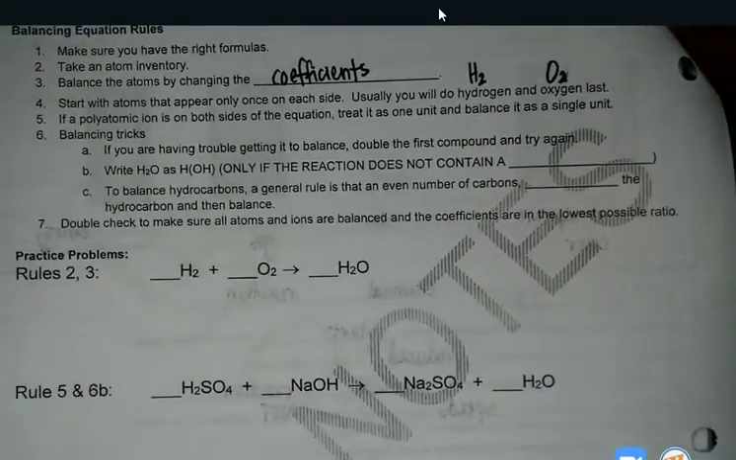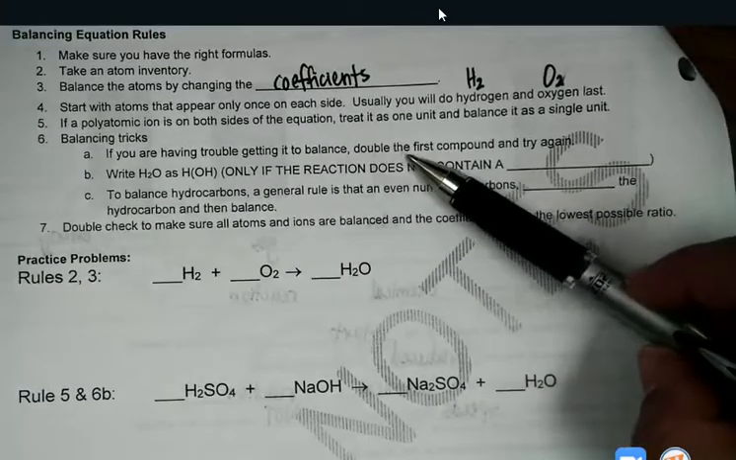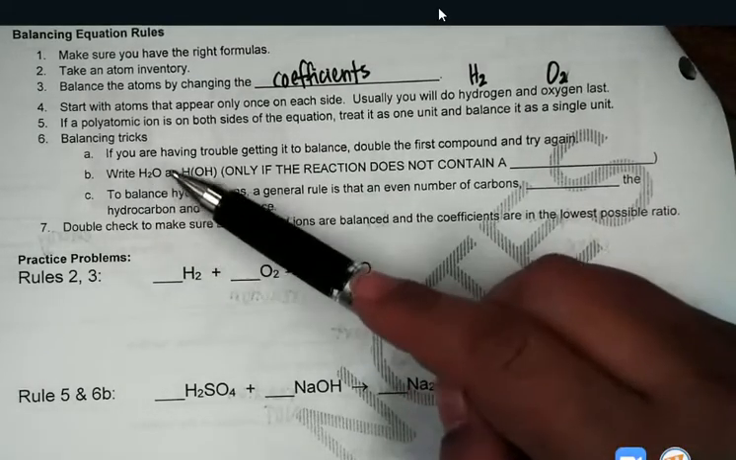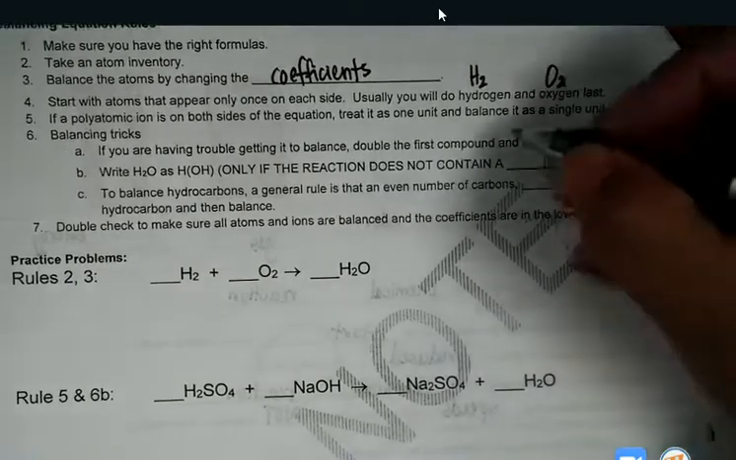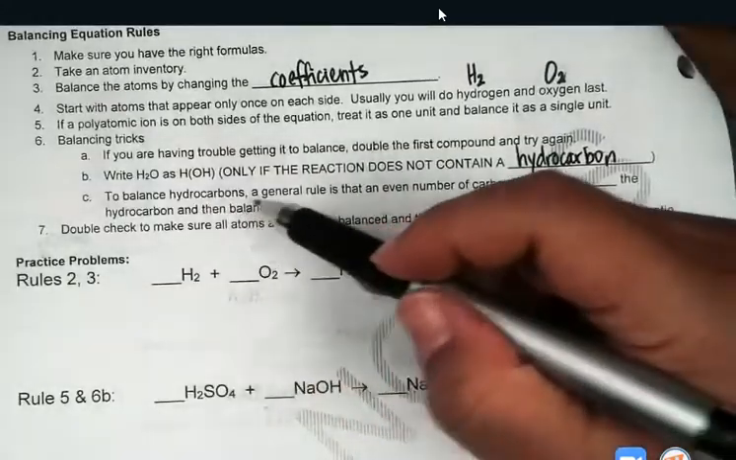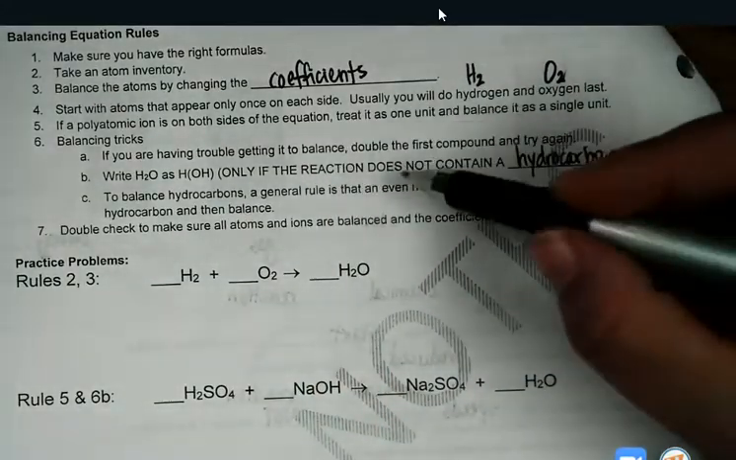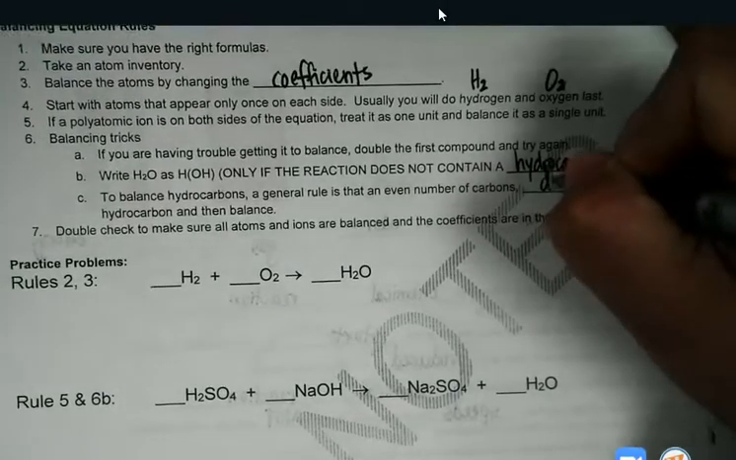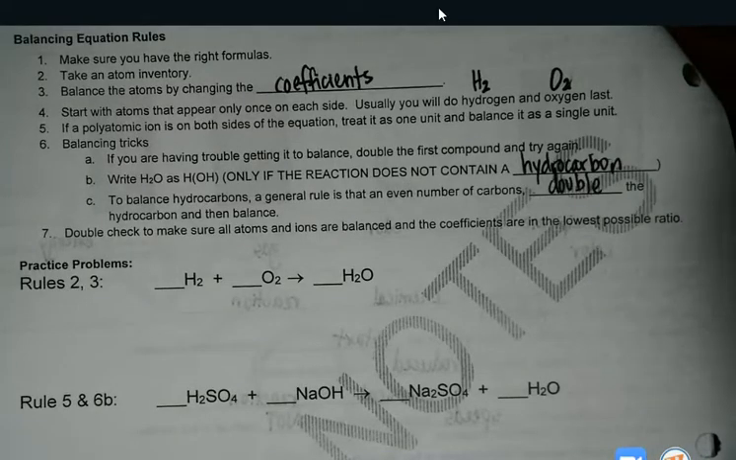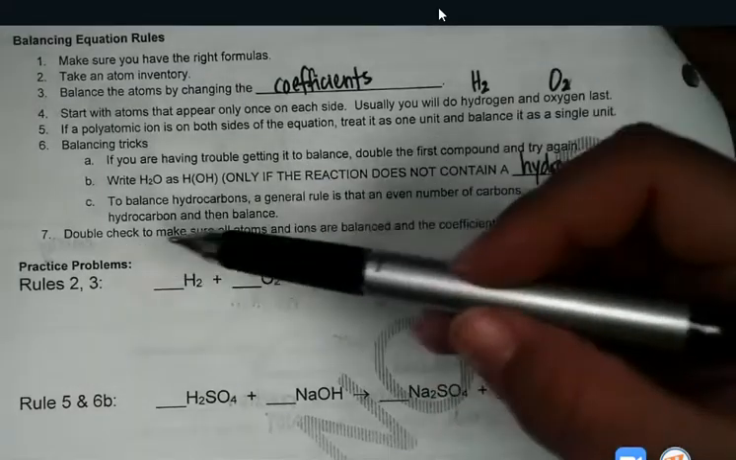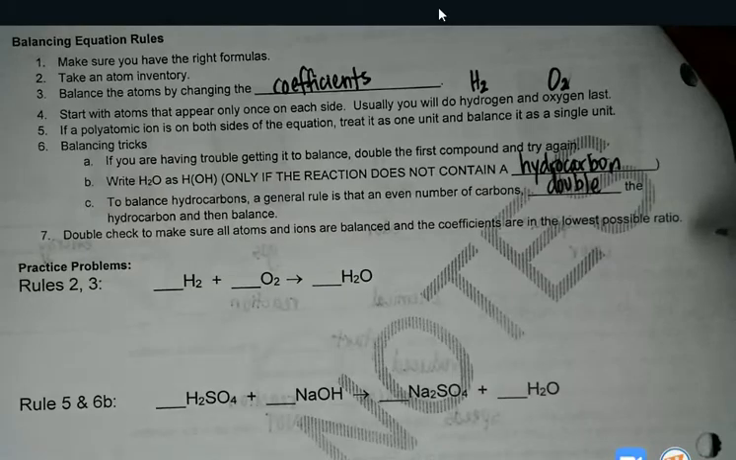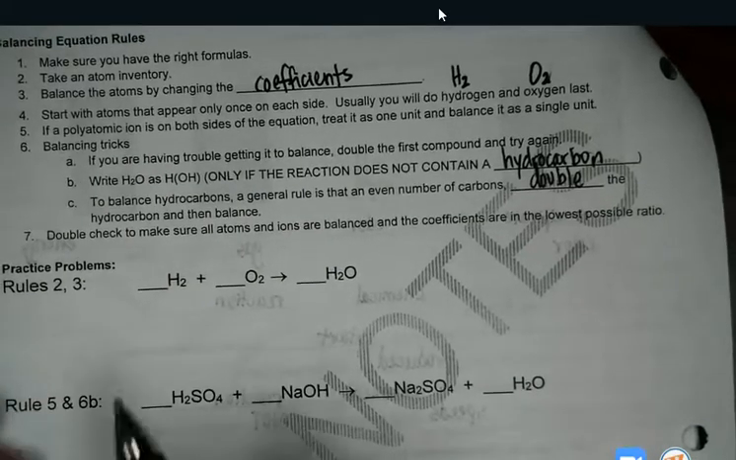Other balancing tricks, if you're having trouble getting it to balance, double the first compound and try again. A trick for H2O is to write it as HOH, but only if the reaction does not contain a hydrocarbon. We'll talk about that. But to balance hydrocarbons, a general rule is that if there's an even number of carbons, double the hydrocarbon and then balance. So we're going to see that strategy, and then double check to make sure that all atoms and ions are balanced and the coefficients are in the lowest possible ratio.